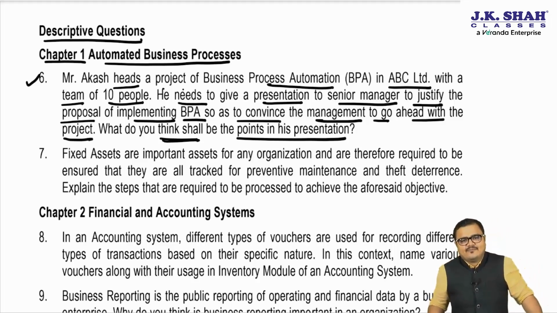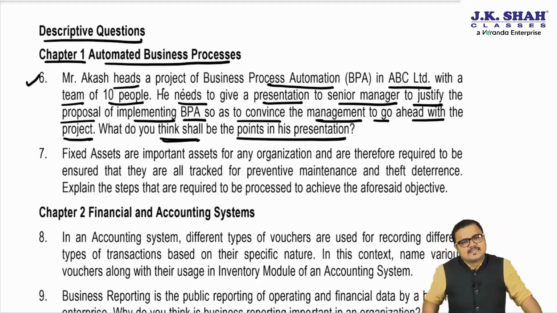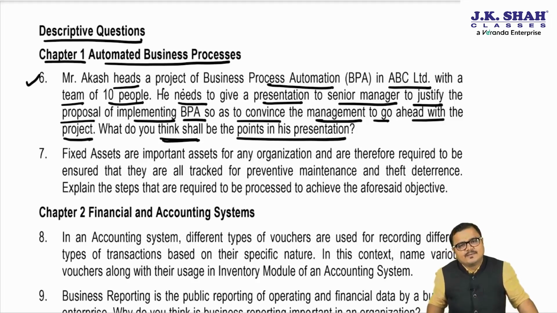So remember one thing, we had already studied the concept called business process automation. Yes, sir. In which we had also studied the concept called what? Sir, it was implementation of business process. Correct. Now how to implement? Sir, good number of points were there.